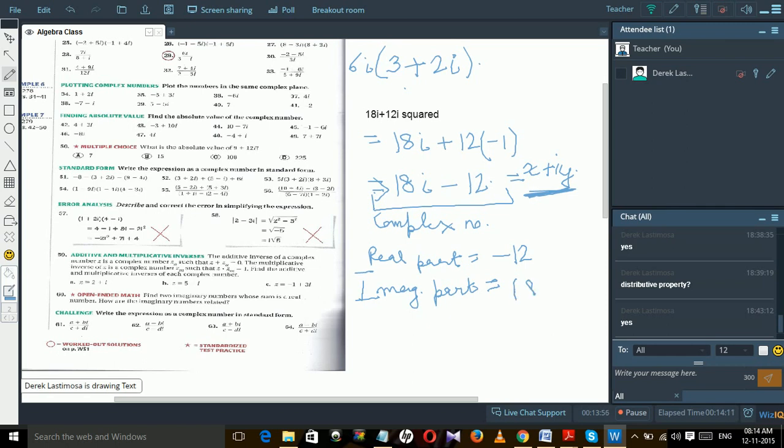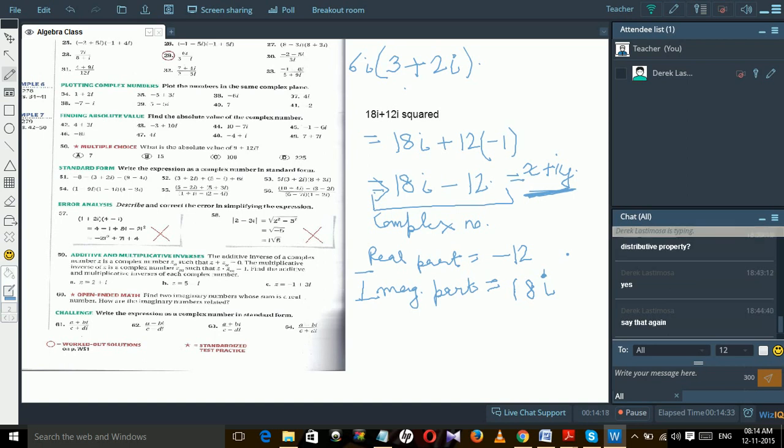So your imaginary part will be 18 iota. I'm writing it down for you. What if I say I want to find the conjugate of a complex number? What do you understand by a conjugate of a complex number? Conjugate. Okay, what do you understand by conjugate of a complex number?